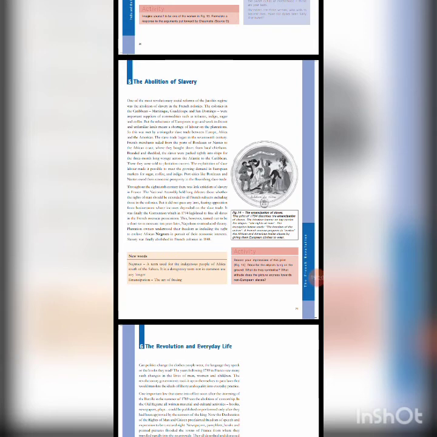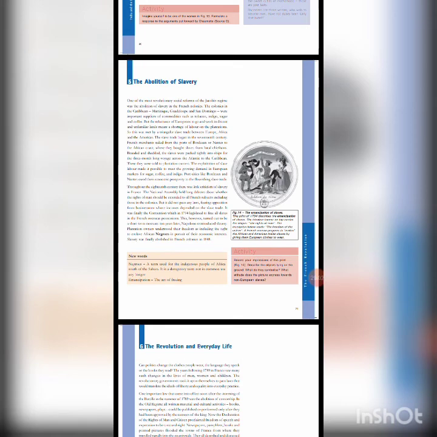Slave labor met the growing demand in European markets for sugar, coffee, and indigo. Throughout the 18th century, there was little criticism of slavery in France. In 1794, the Convention legislated to free all slaves in the French overseas possessions. Napoleon reintroduced slavery after 10 years. In 1848, slavery was abolished in French colonies.